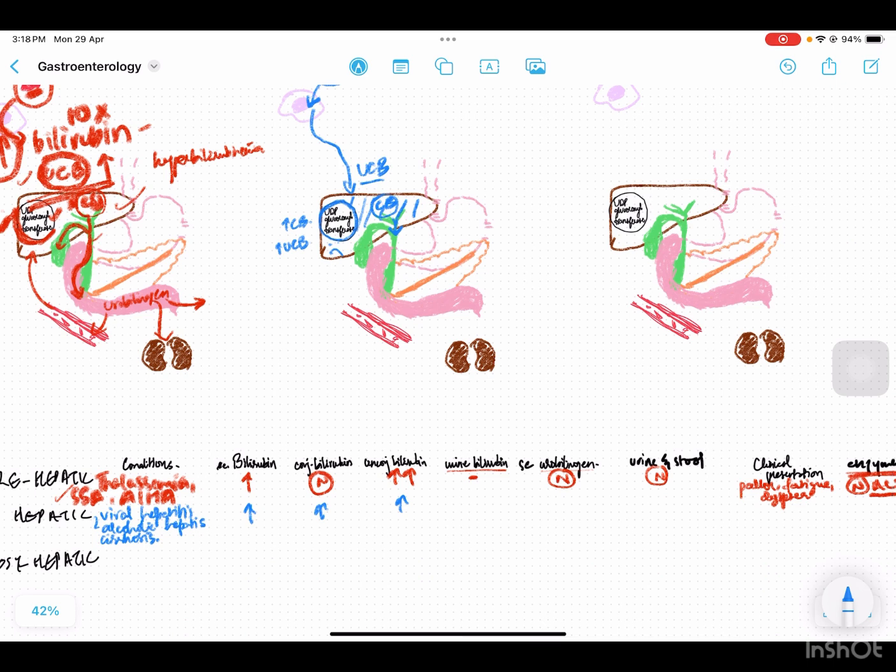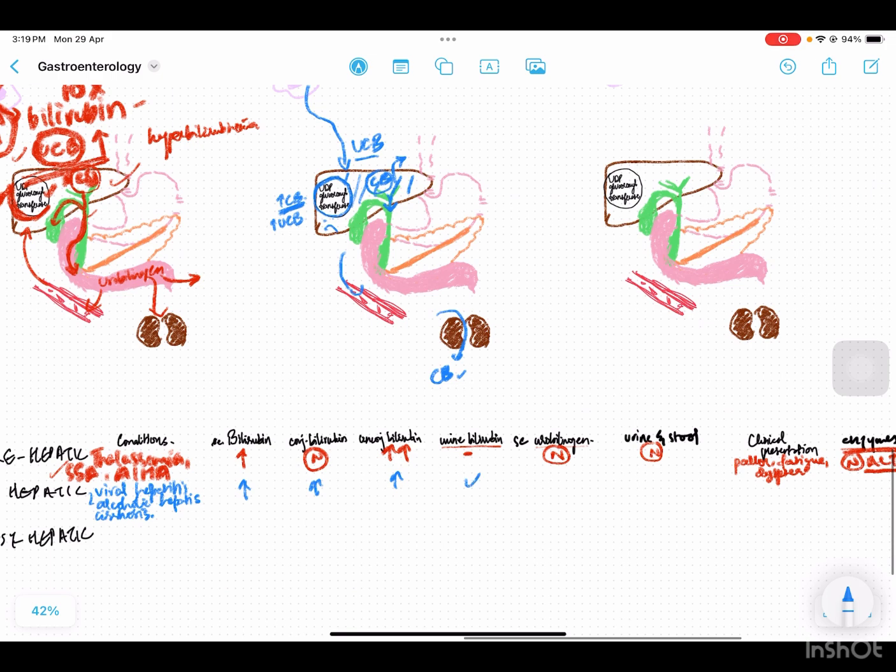There can be increased urine bilirubin present if the conjugated bilirubin increases to such an amount that it escapes from the liver into the plasma, goes into the circulation, and comes out in the urine. Because it is water soluble, conjugated bilirubin can be seen in the urine. So, urine bilirubin can be seen.